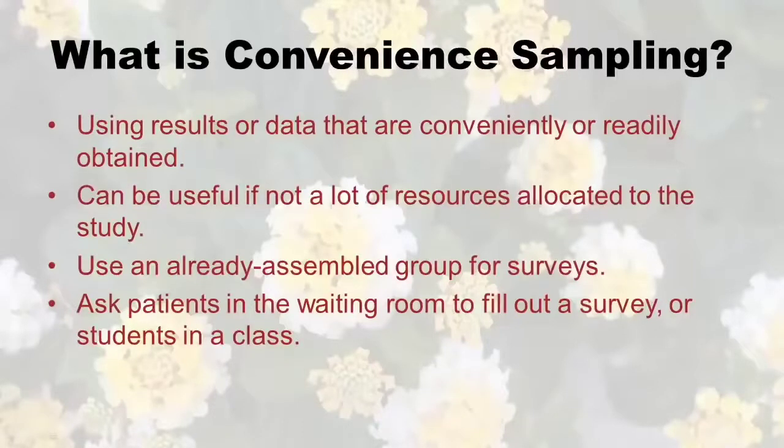And convenient sampling is convenient because it uses an already assembled group for surveys like I was doing at the health fair. An example might be to ask patients in the waiting room to fill out a survey or ask students in a class. Sometimes when I'm teaching, I'll do a convenient sample of whoever's sitting there. I'll say, hey, is the homework that I assigned you this week too hard? Well, it's always too hard. I don't even know why I do the survey. But anyway, sometimes as a teacher, you'll just want to do a convenient sample just to get the gauge on where the class is.